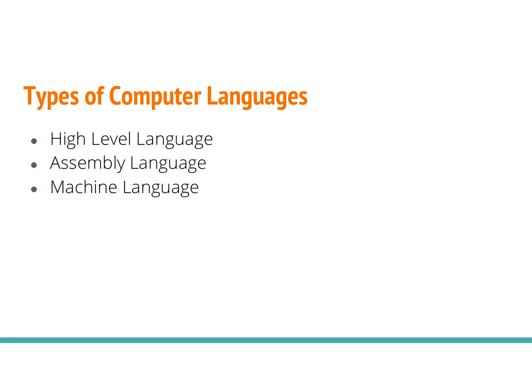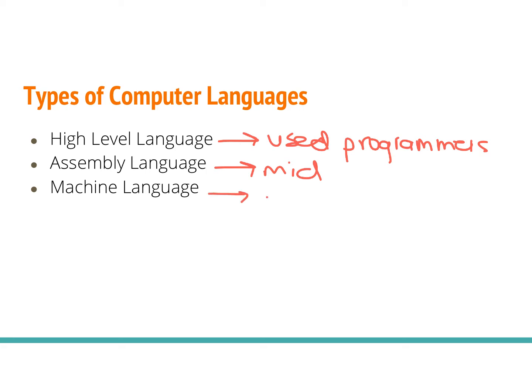So there are 3 types of computer languages that we're going to talk about. The first are high-level languages, and these are the ones that are used typically by programmers. And we're going to talk in detail about why that is, but those are the ones that we typically use. Assembly language is a middle-level language, and then machine language is what the computer can actually read. So we're going to talk about these 3 different types of computer languages in general.